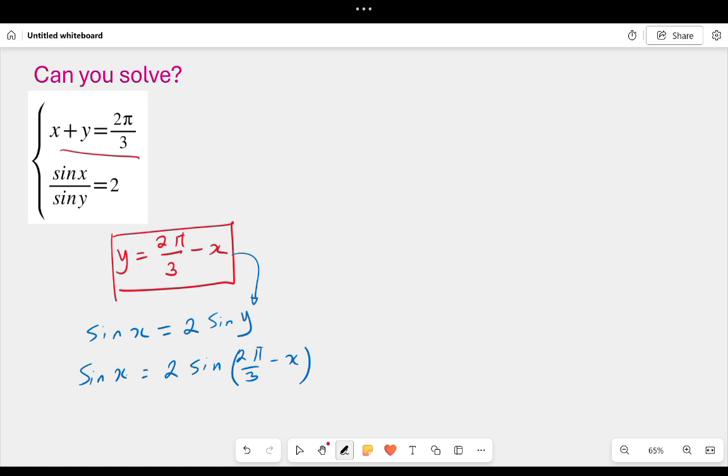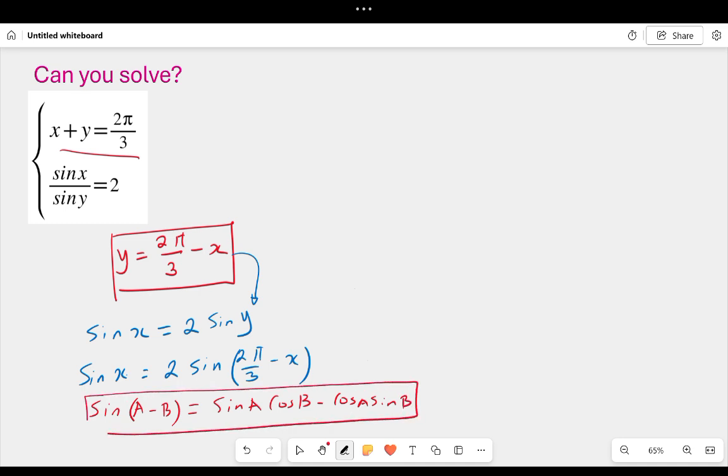Okay, now the angle difference formula for sine, we all know, is usually written as sine A minus B is simply equal to sine A cos B minus cos A sine B. So we are going to use that formula to work out what we have here after the equal sign.